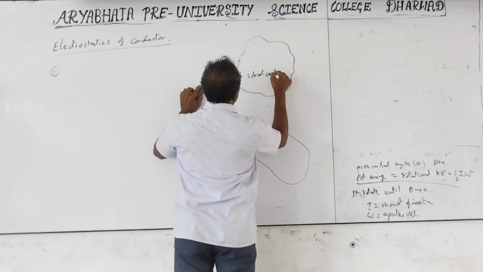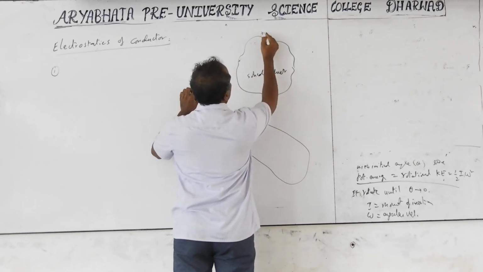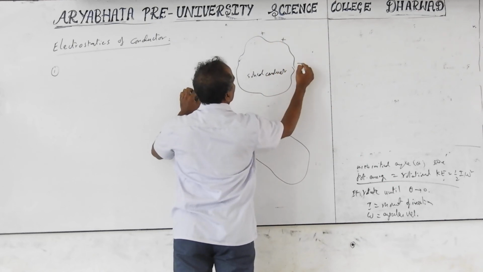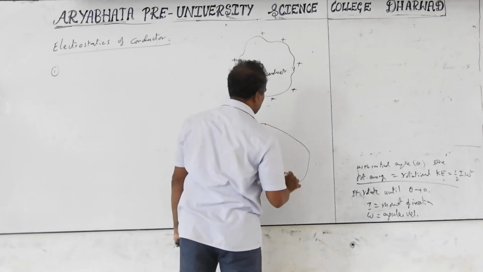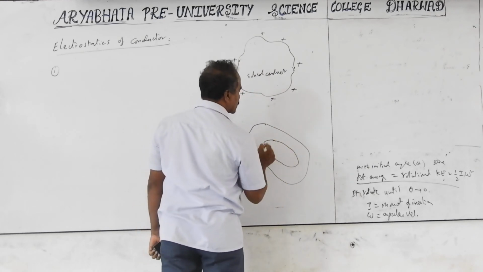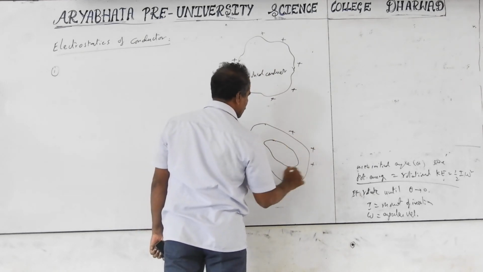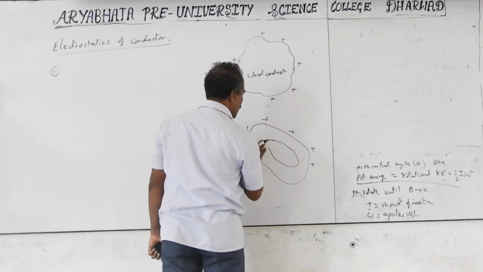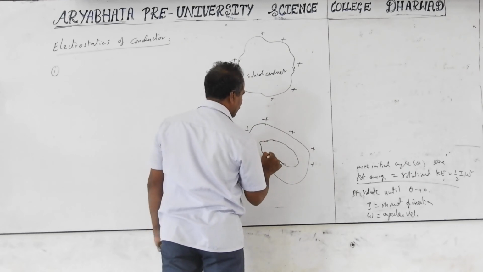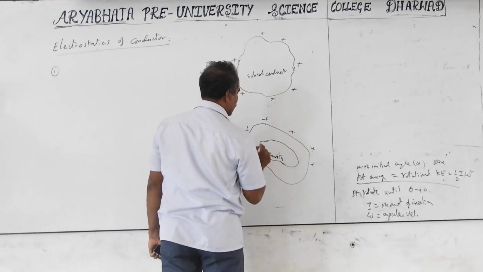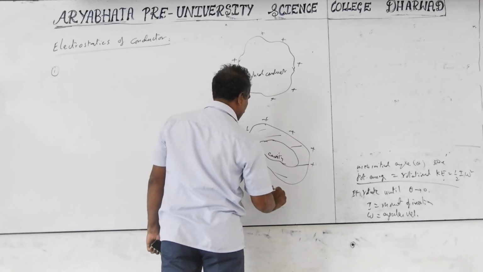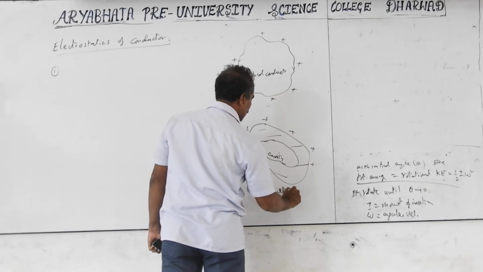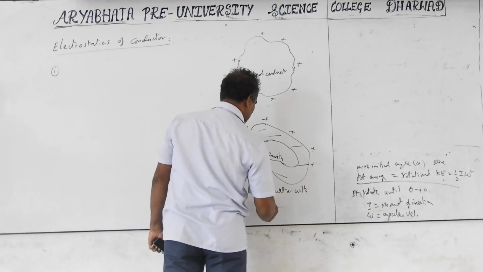Take a solid conductor. Charges are here; charges rest only on the surface. But if it is hollow, we say charges rest only on the outer surface. This hollow portion is called a cavity. The empty space inside the conductor is called a cavity. This whole thing is a conductor with a cavity.